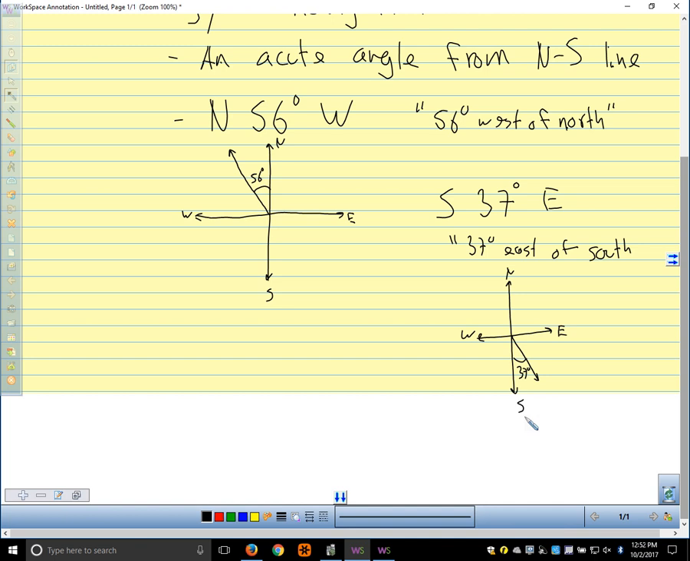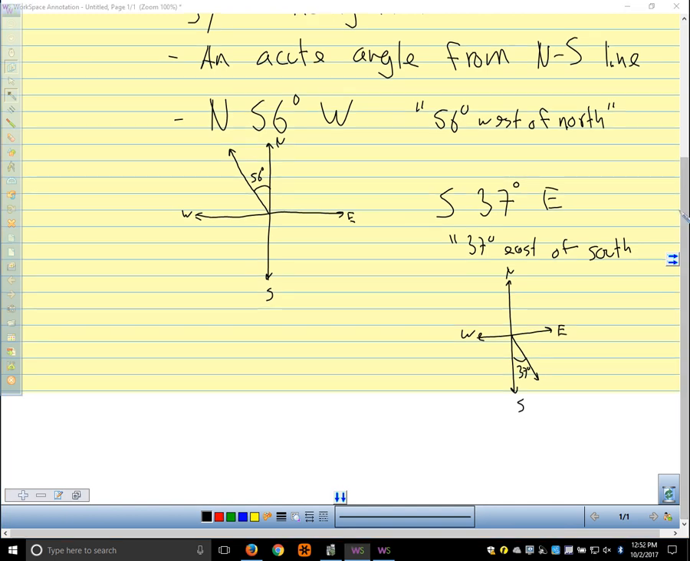You don't have to label it, but they'll give you a problem and they'll say the bearing of such and such from such and such is this. You'll just need to be able to translate that into the angles that you need to find in the problem. All right, so that's the first way that angles are measured in terms of bearing.